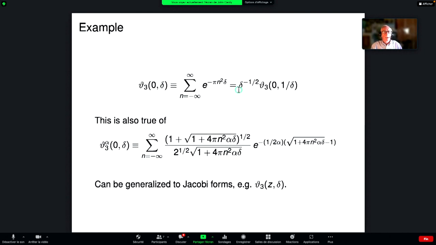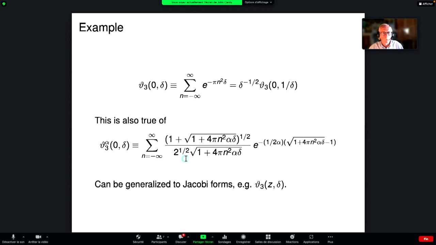That is, it behaves like a modular form of weight 1/2. And everybody knows how to prove this using the Poisson sum formula. And I believe it was originally discovered by Gauss. But the statement here is that the same functional equation is true for the deformed object, which looks like this.